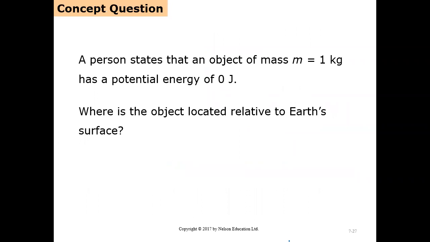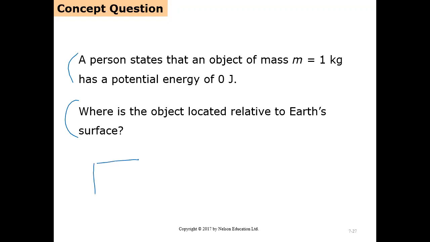Okay, so now we should be able to answer this question. A person states that an object of mass 1 kilogram has a potential energy of 0. Somebody just comes out of the blue and says, I have an object and its potential energy is 0. He's just telling you. Now, with this information, can I answer this? No. Why? Where is the object located relative to the Earth's surface? We cannot tell where he is located, because I don't know where he put the 0. It is arbitrary.